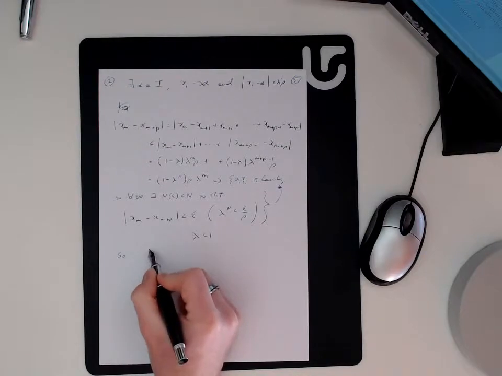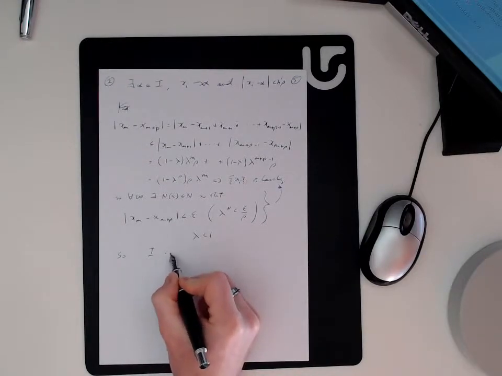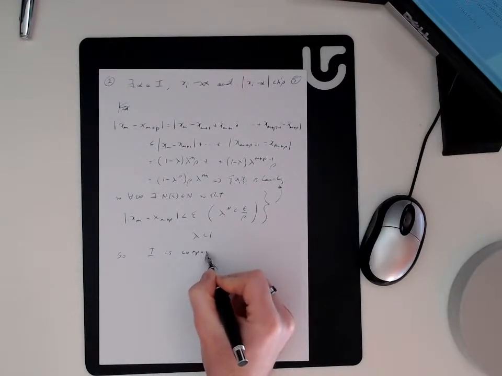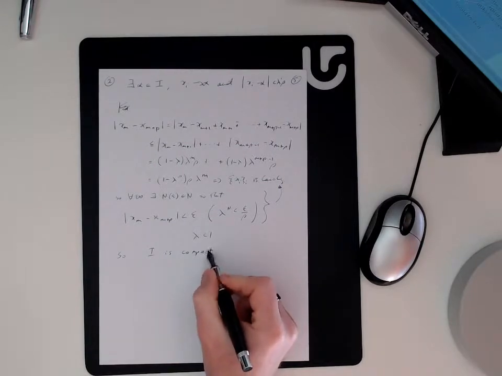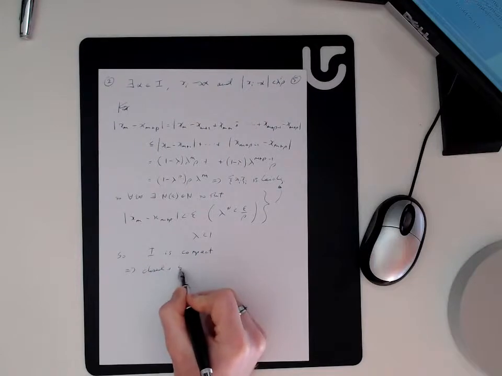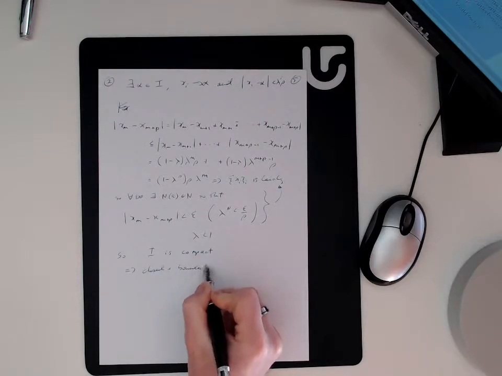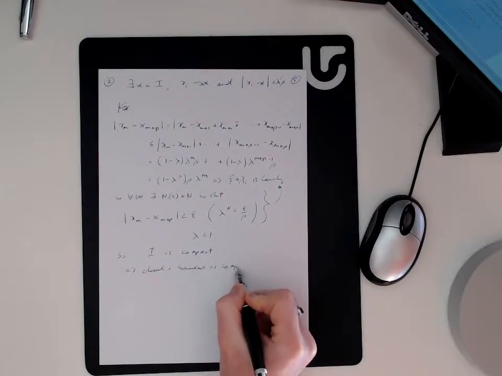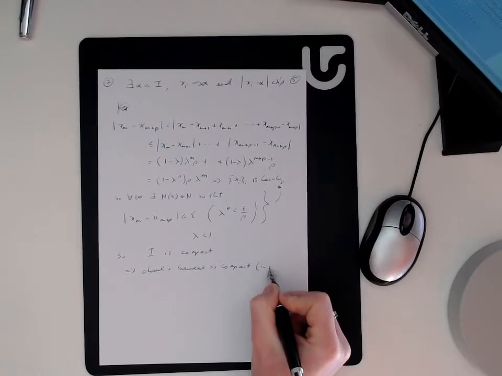So I is a closed interval. In particular, it's compact. So there's some facts in here that you should think about. Closed plus bounded implies compact in the reals.